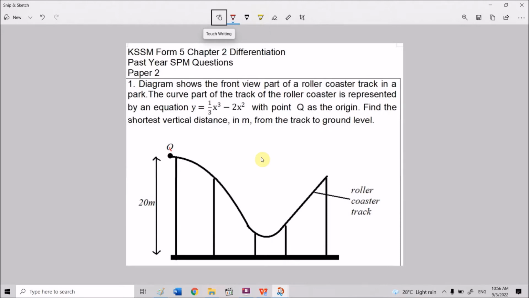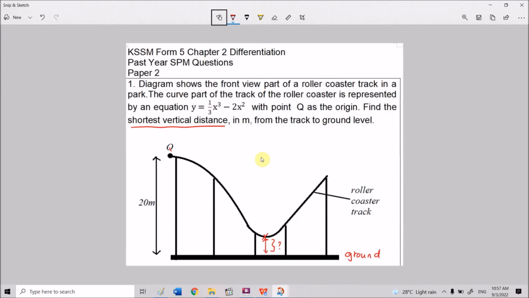Find the shortest vertical distance from the track to the ground level. So actually the ground is here. We want to find the shortest vertical distance from the track to the ground, meaning we want to find this shortest vertical distance. As you can see here, at the lowest point of the track, the distance between the track and the ground is the shortest. Hence, this is the distance that we are looking for. That is the shortest vertical distance.